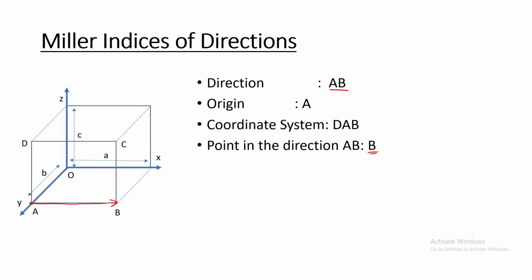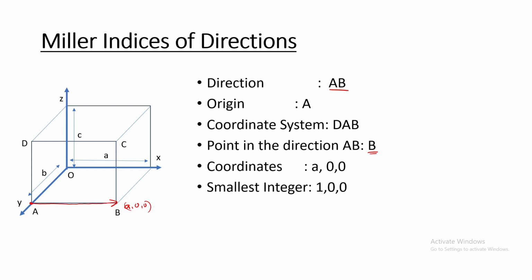First, we will find the coordinates of B with respect to the new coordinate system. So the coordinates are A, 0, 0. We will divide it by the corresponding lattice parameters, that is A divided by A, 0 by B and 0 by C. So you will get 1, 0, 0. These are the smallest integers, so we need not reduce it further.